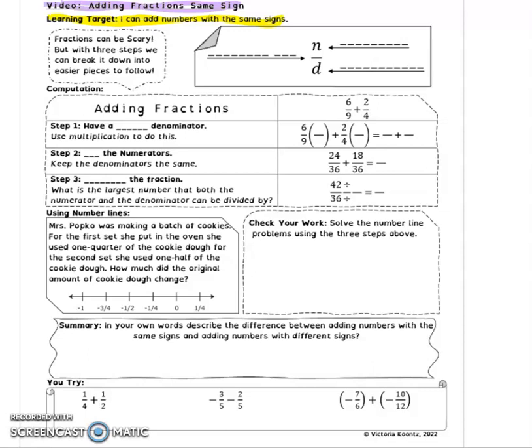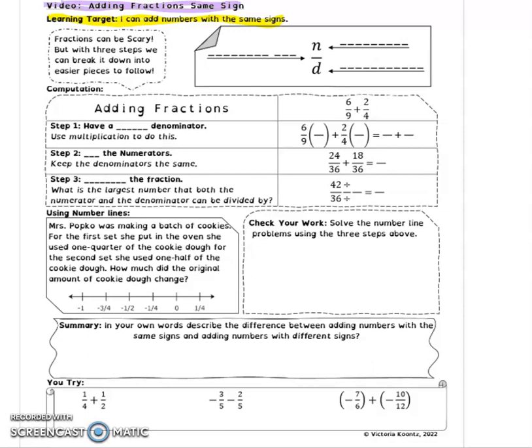So I know that fractions can be scary, but we've got 3 steps. So if we just follow it down and we break it down into these 3 steps, we're going to make our lives so much easier. Before we break our fractions into 3 steps, I want to remind everybody what the parts of a fraction are.